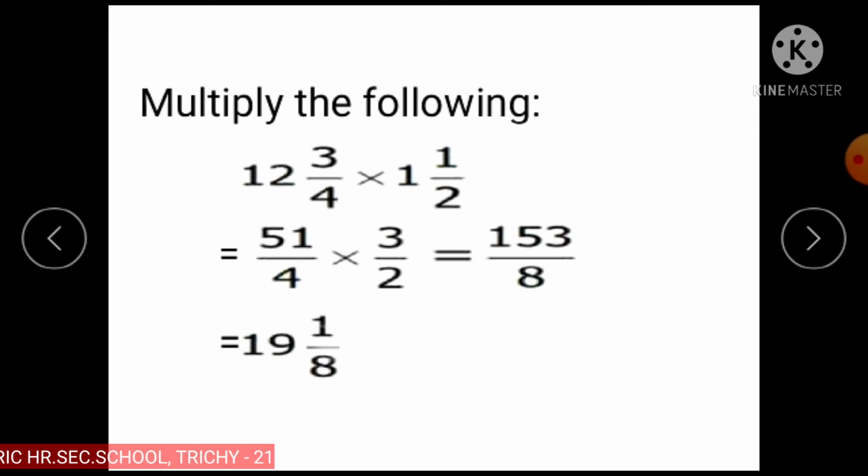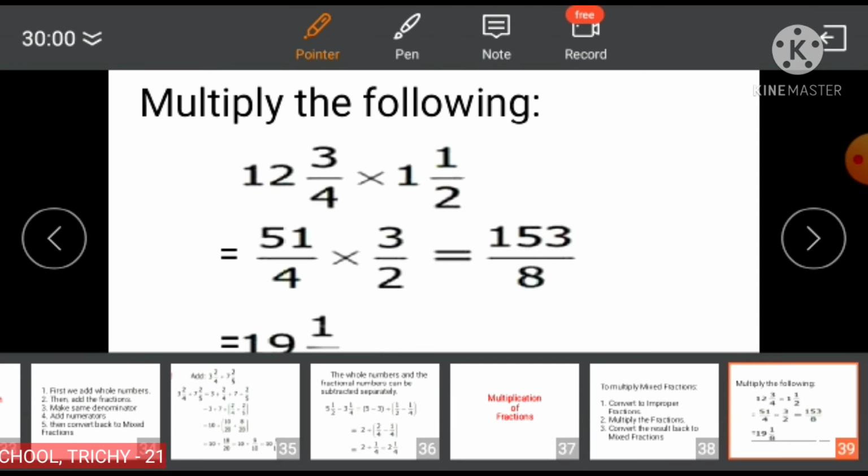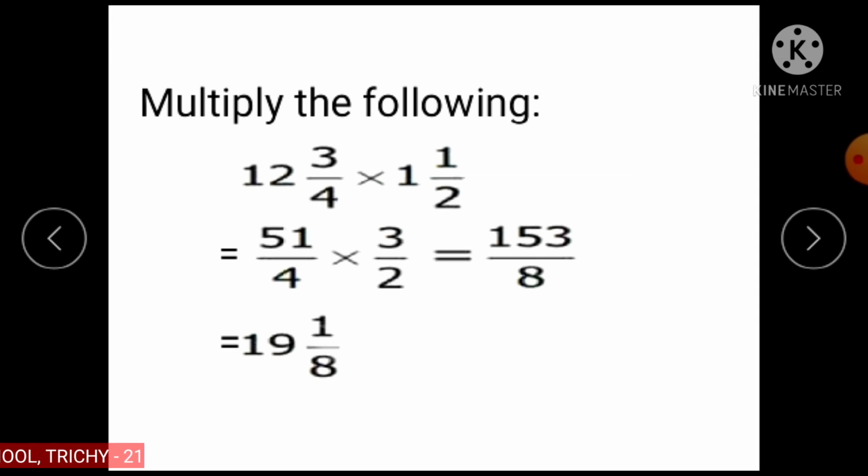Here multiply the numerators and denominators. We get 51 3s are 153 and 4 2s are 8. So the answer is 153 by 8. Now simplify. Now the improper fraction is converted back to mixed fraction as 19 1 by 8. So the answer is 19 1 by 8.